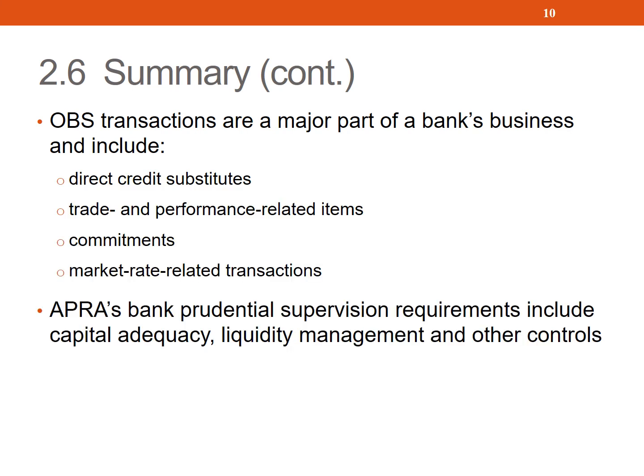We learned that off-balance sheet transactions are a major part of a bank's business, and we also learned that prudential supervision requirements include capital adequacy, which is keeping enough capital as a buffer for when things go wrong, such as a customer can't pay back their loan, as well as liquidity management and other controls.